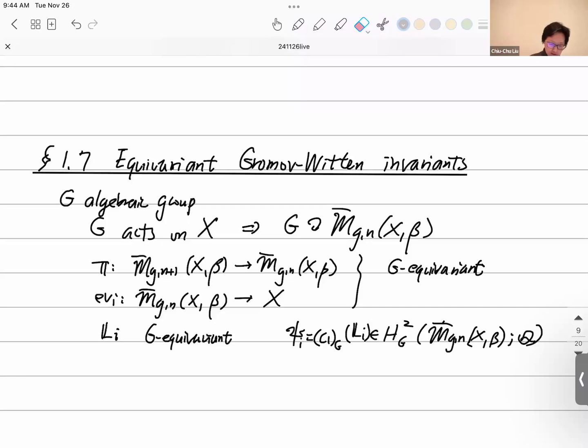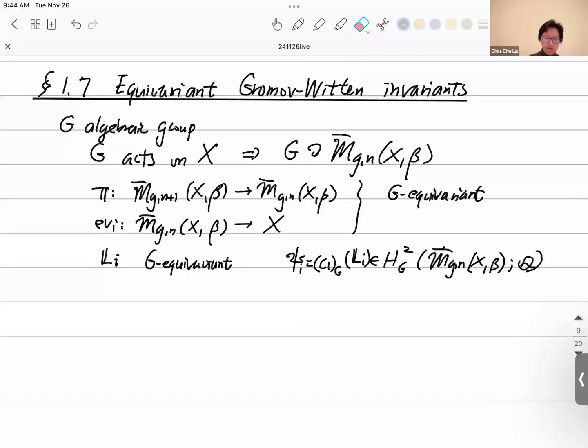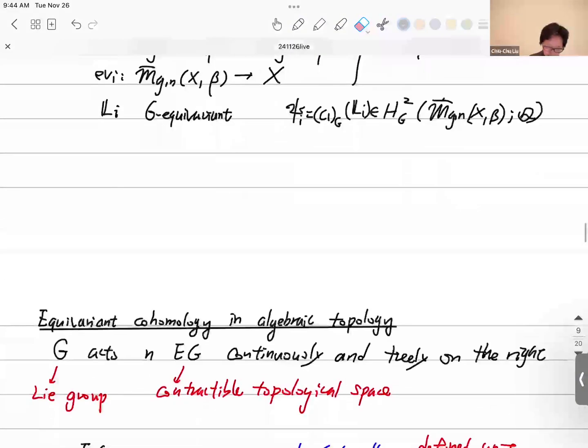And then the maps we introduced, like the projection given by forgetting the last marked point, and the evaluation map at the ith marked point, are actually G-equivariant maps. Also, it is possible to make the line bundles G-equivariant. So if we take the first Chern class, now they will be in the G-equivariant second cohomology with rational coefficients. So let me give a brief review of equivariant cohomology.